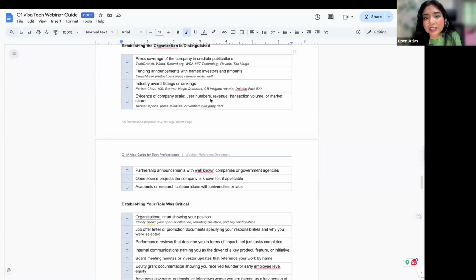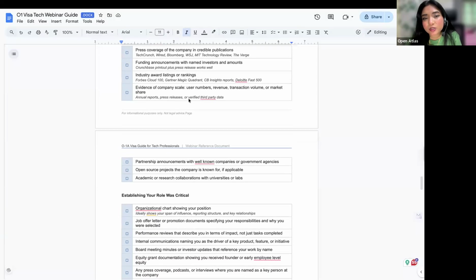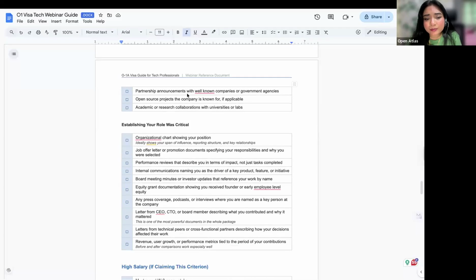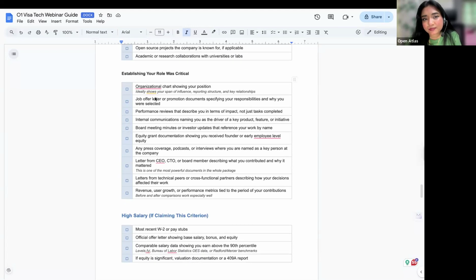Evidence of company scale: user numbers, revenue, transaction volume, or market share. Annual reports, press releases, or verified third-party data. Partnership announcements with well-known companies or government agencies. Open source projects the company is known for, if applicable. Academic or research collaborations with universities or labs. Now let's establish your critical role.